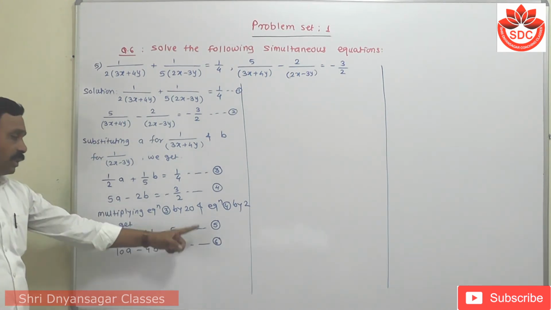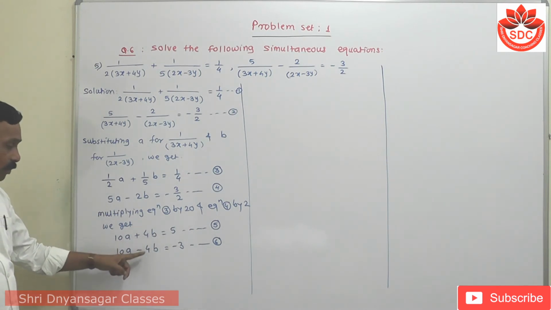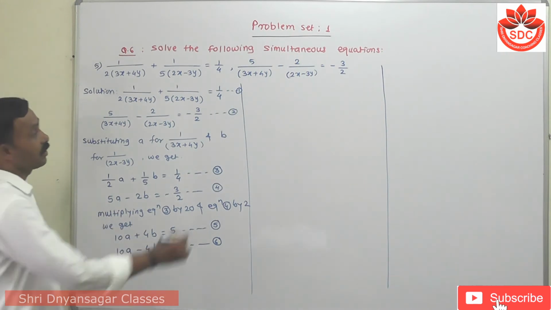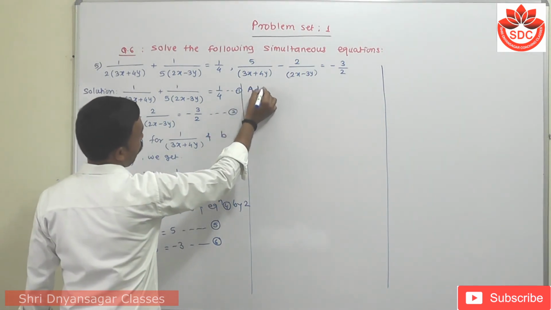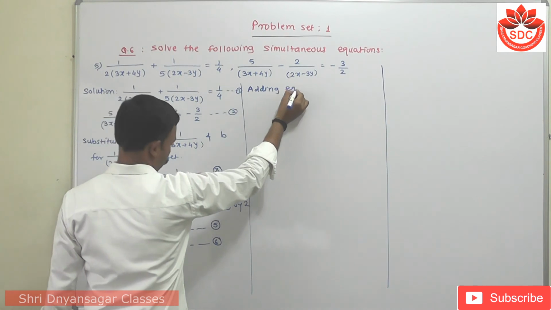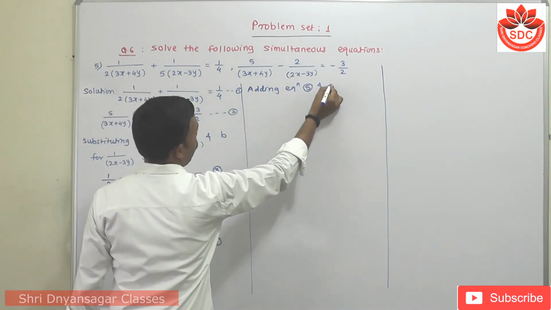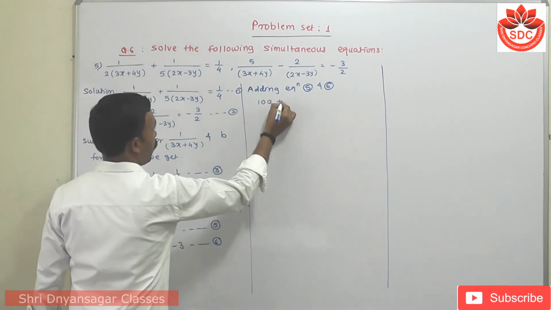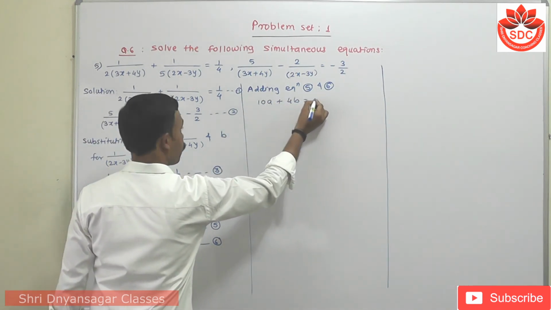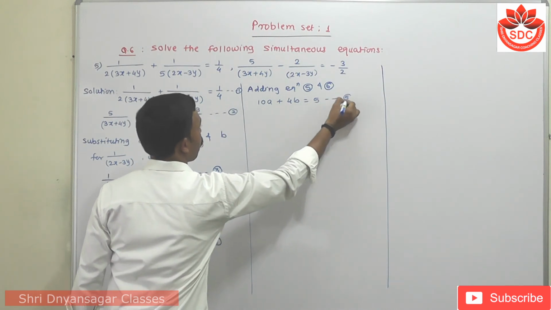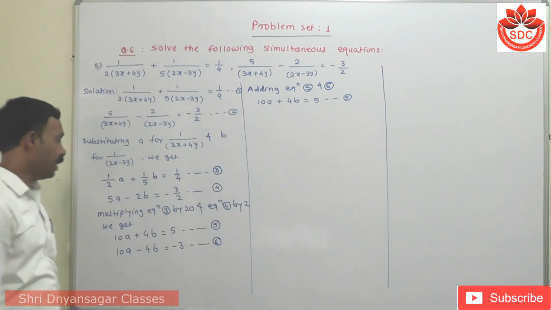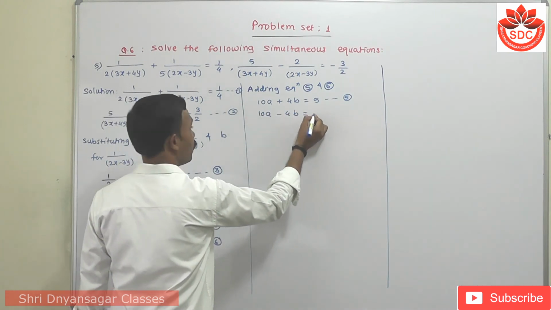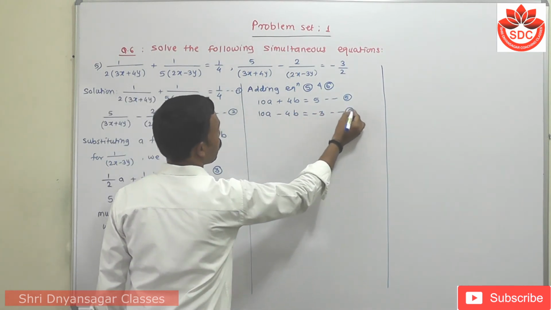Students, observe equations 5 and 6. This is plus 4b and this is minus 4b. If we add them, these two get cancelled. So I write here: adding equations 5 and 6. Equation 5 is 10a plus 4b equals 5. And equation 6 is 10a minus 4b equals minus 3.